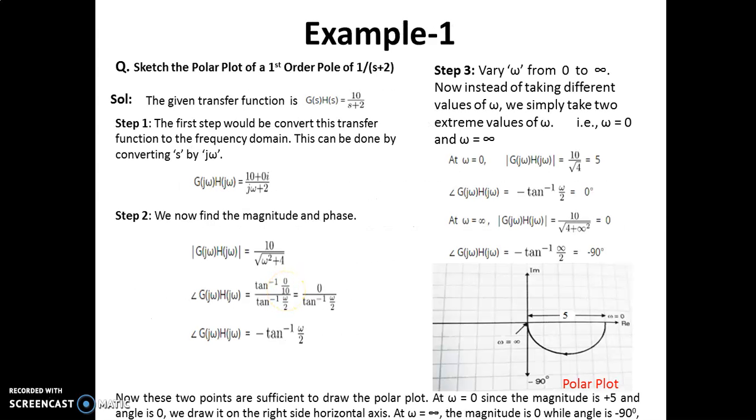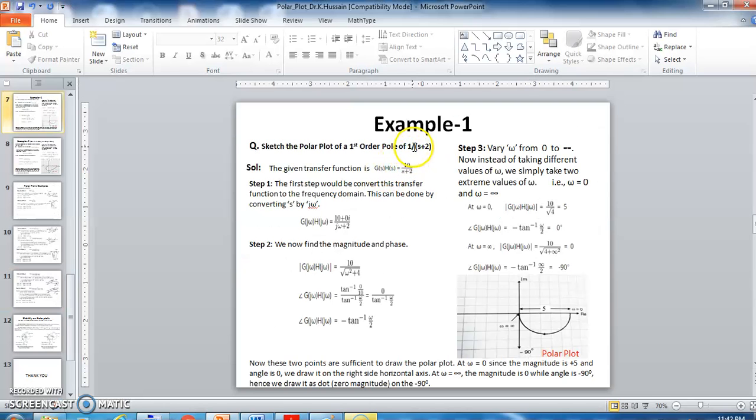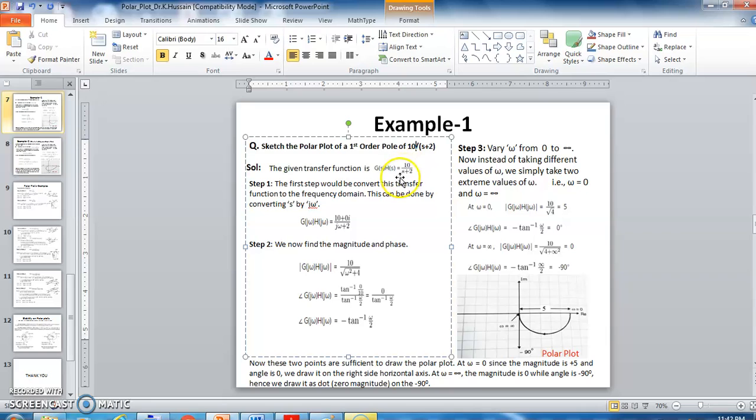Now let us take one simple example of how to sketch the polar plot of a first order pole, 1 over s plus 2. We'll take one simple example first, and later in the next classes we'll take different examples. So here I have taken a first order system. Given the transfer function G(s)H(s) is equal to 10 by s plus 2.